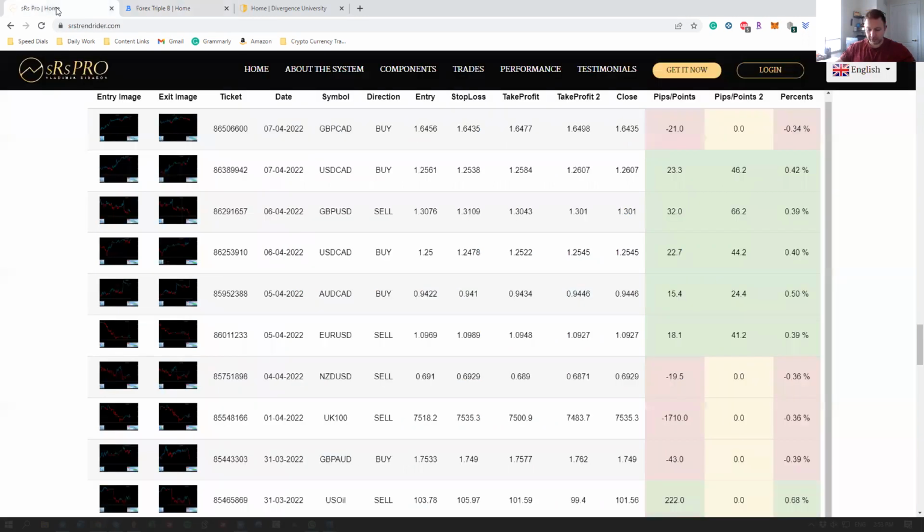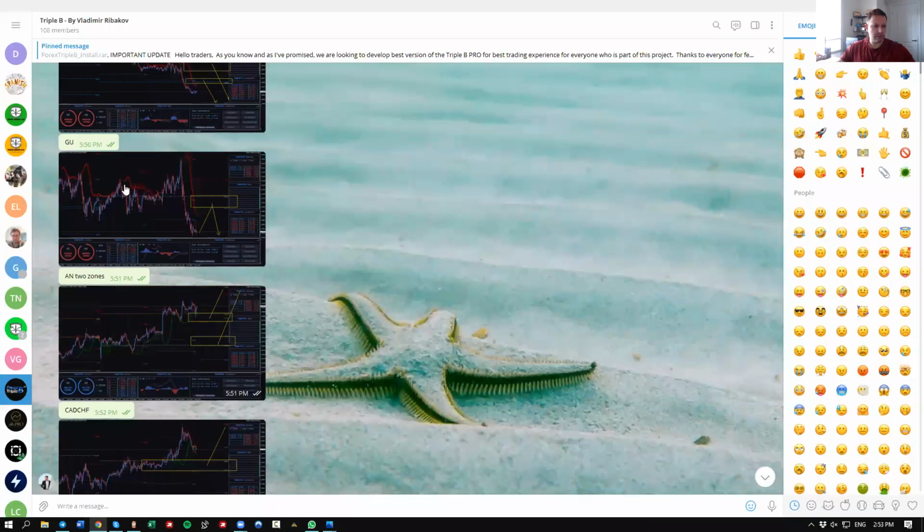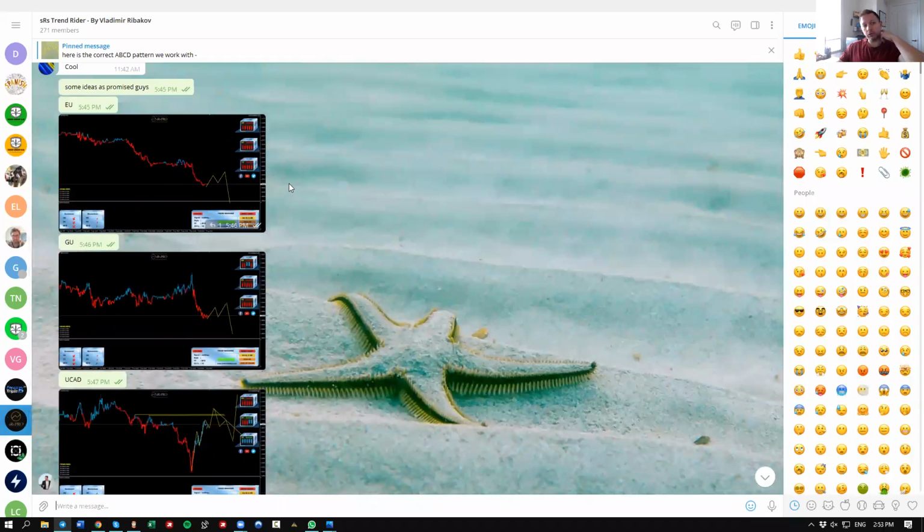Next one would be the SRS, where I want to show the previous week. Also, we have the SRS group where we share the trading ideas. And again, as you can see, I prepare my trading opportunity. I choose my instruments, I make my analysis, and then I follow.